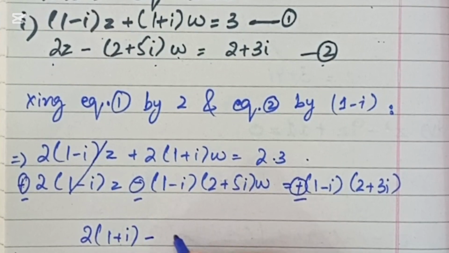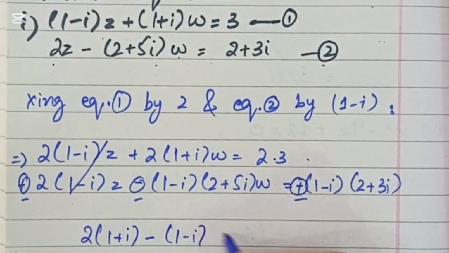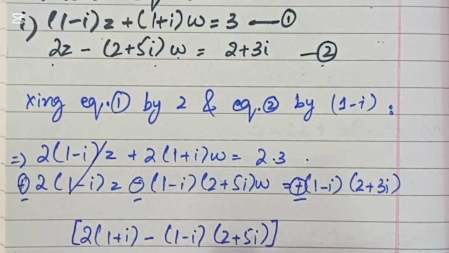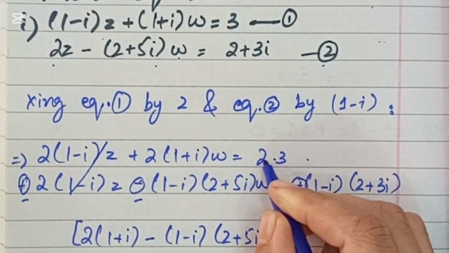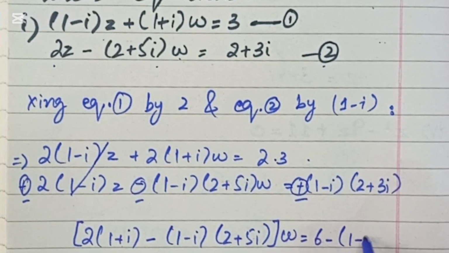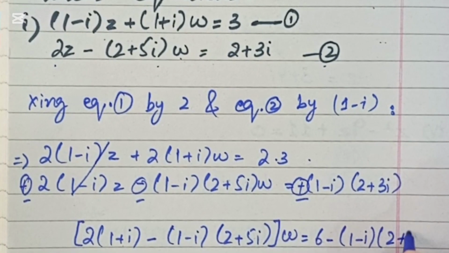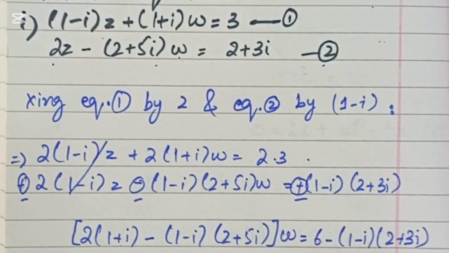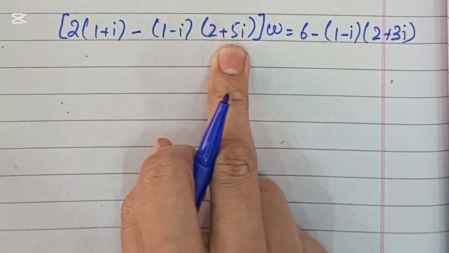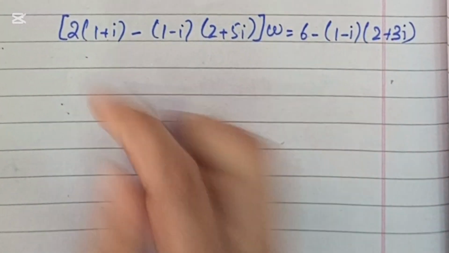In here we will be left with (1 plus iota) into 2 plus (1 minus iota) into... w equals, this is 2 into 3 which is 6, and here it is minus (1 minus iota) into (2 plus 3 iota). Okay, this is our final equation now. Now we will multiply this into this, and then we will do this also.